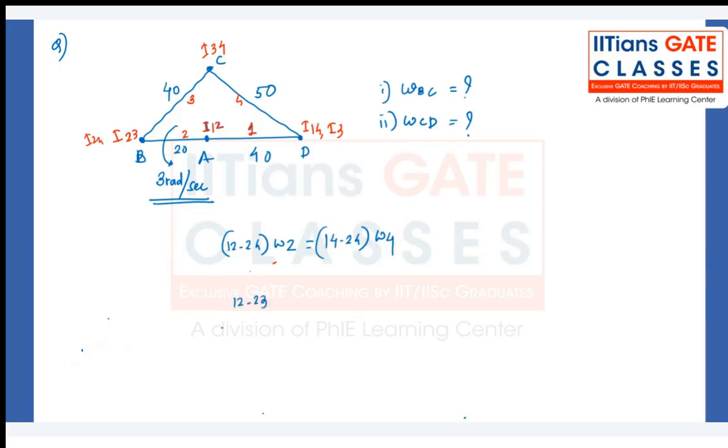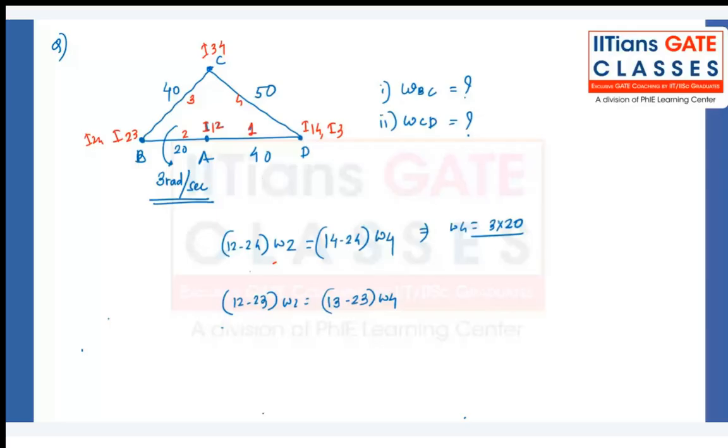And 1223 into omega 2 has to be equal to 1 3 to 2 3 into omega 4. Okay, so from this omega 4 you can calculate 1 to 2 4 is 20. So 3 into 20 divided by 1424. 1424 is 6. And 1 radian per second.